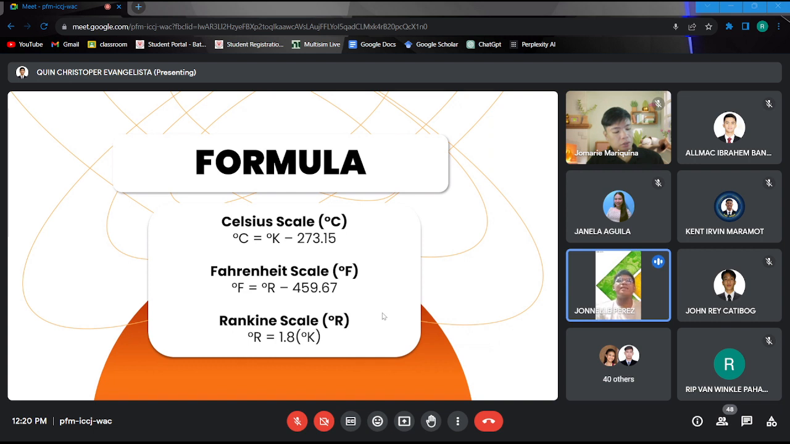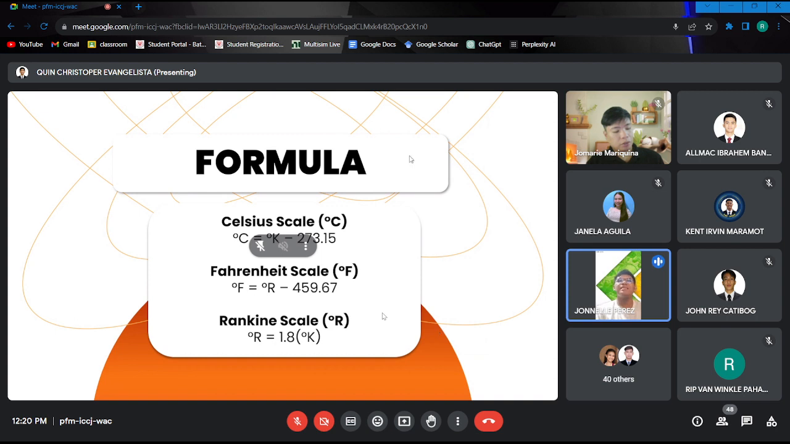Now in the Rankine scale, it's different. If we want to convert Kelvin temperature to Rankine, we simply multiply the given Kelvin temperature by 1.8. And if we want to convert degree Rankine to degree Kelvin, we simply divide the degree Rankine by the constant number 1.8. Next slide, please.